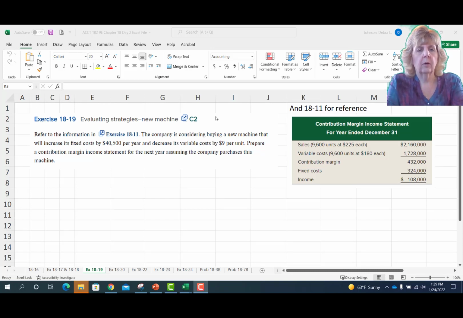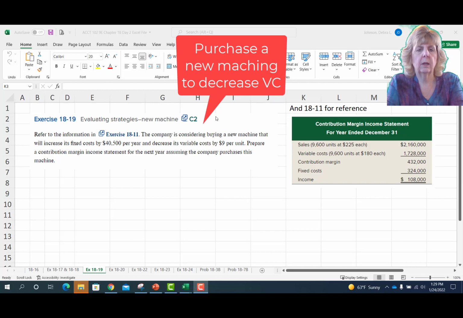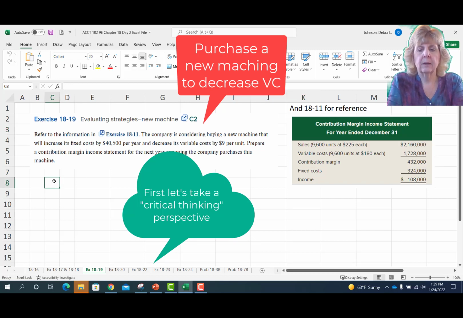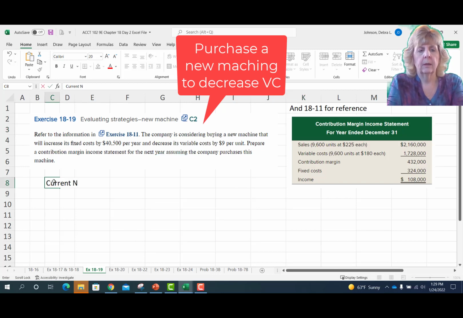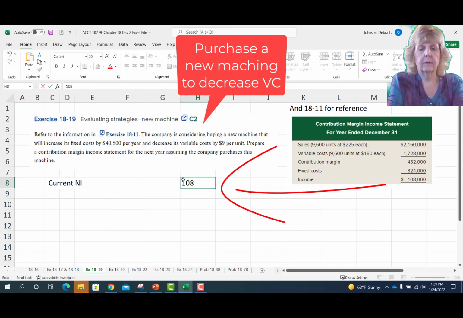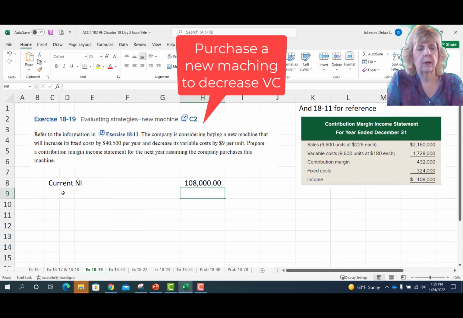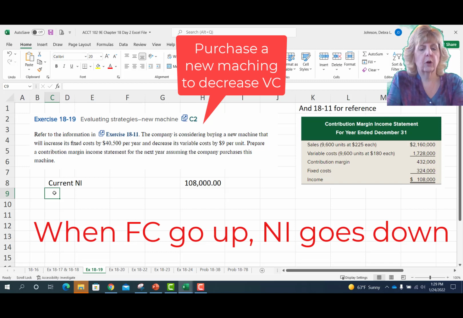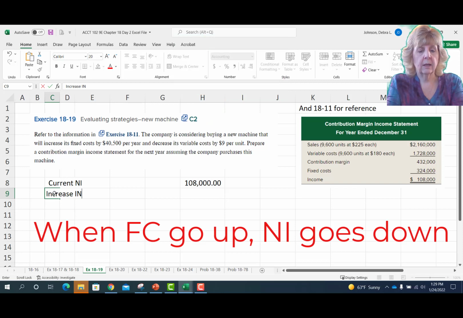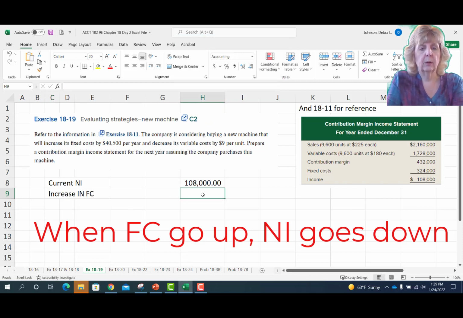Here's another what-if scenario. In this case, the company is considering buying a new machine that will increase its fixed costs by $40,500 per year and decrease the variable costs. I would plan this out based on the current net income given to us at $108,000. And then I would look at the two components mentioned by your author. If the fixed costs go up, then the current net income is going to go down. So I would look at this as an increase in fixed costs, pulling the net income down by $40,500.